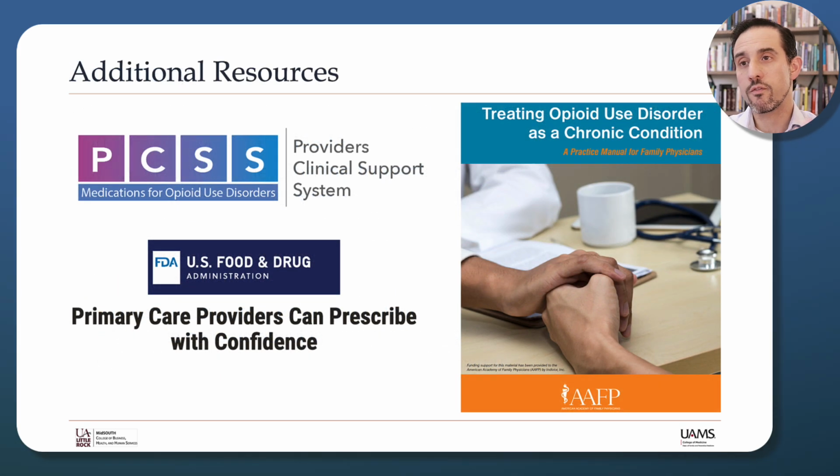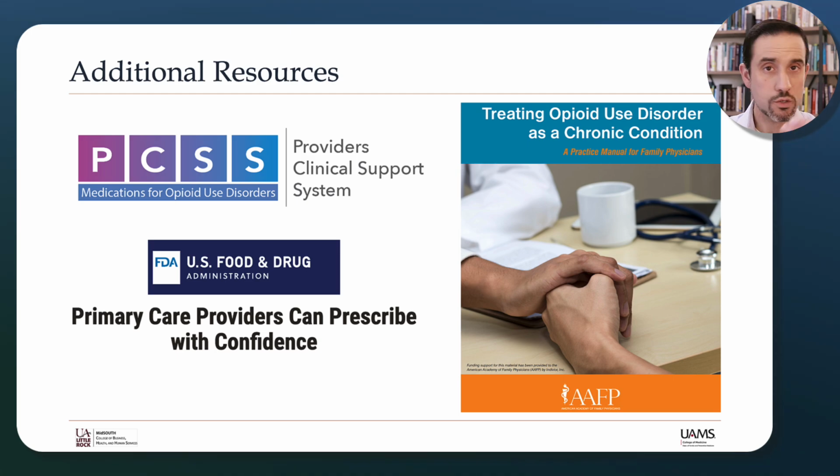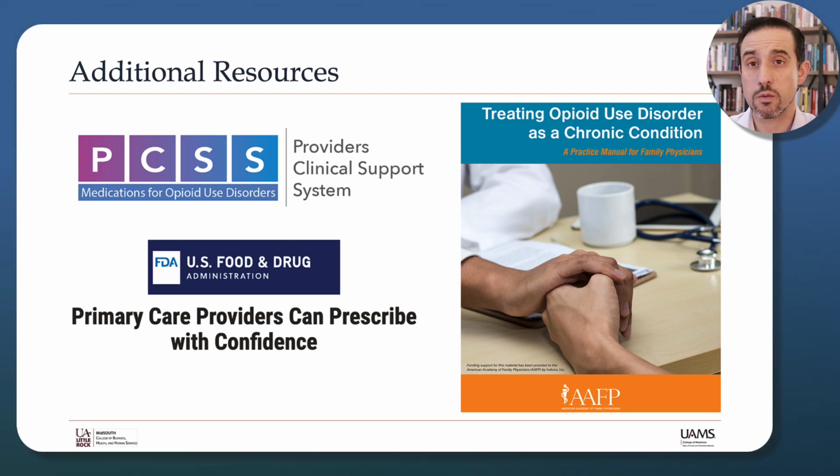If you're interested in more information, places that you can look are the Providers Clinical Support System, which has a tremendous amount of high-quality, well-researched information, webinars, and CMEs, all for free, I believe, or the vast majority for free. There's the Primary Care Providers Can Prescribe with Confidence campaign that the FDA just launched. And the American Academy of Family Physicians has created a guide to treating opioid use disorder in family medicine as a chronic condition. It's absolutely worth looking over. It's a couple years old, so it does make reference to that X waiver, which no longer applies. But aside from that, there are a lot of very solid evidence-based principles that I encourage you to take a look at, and those should also be provided in the supplementary materials for this training.